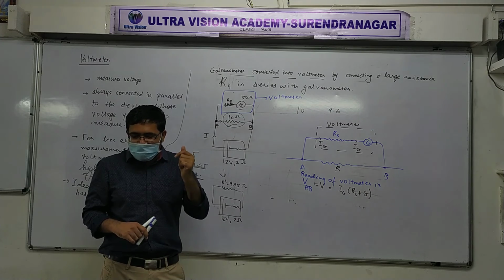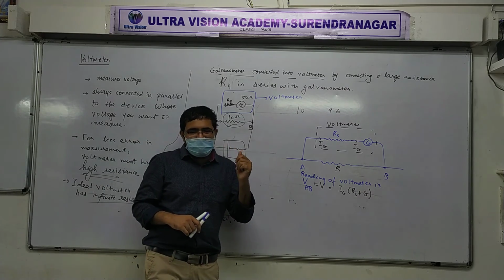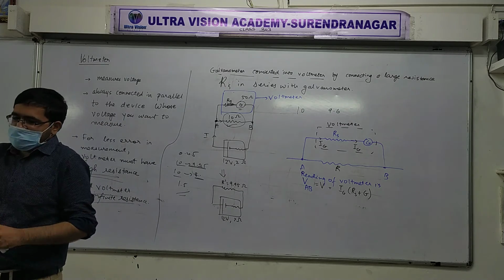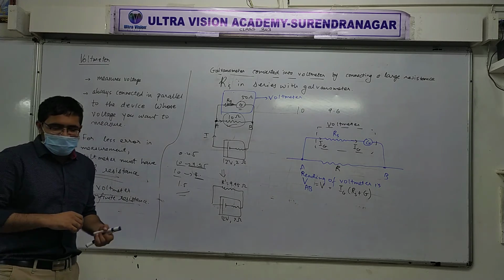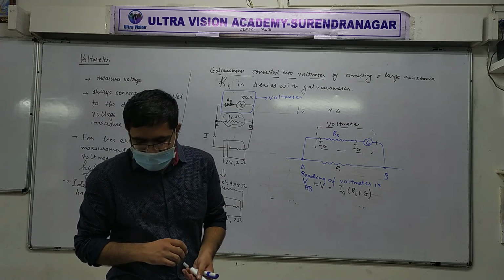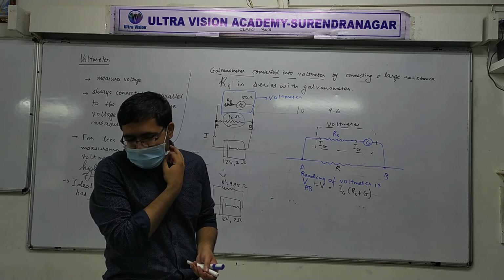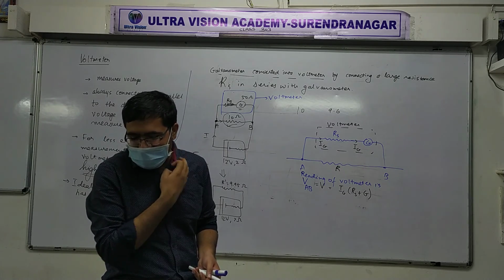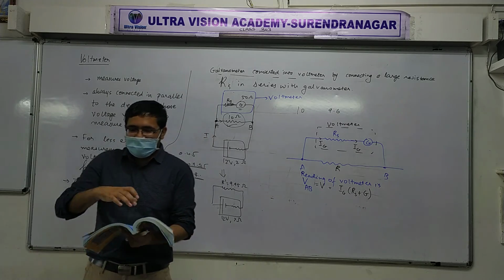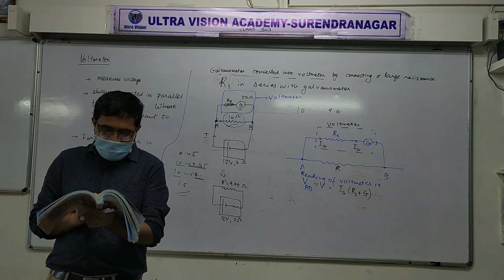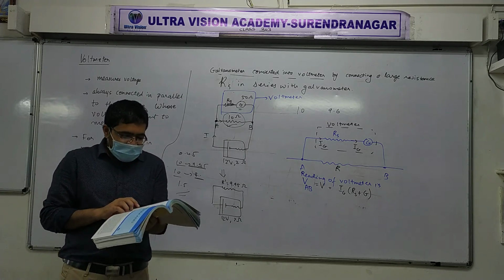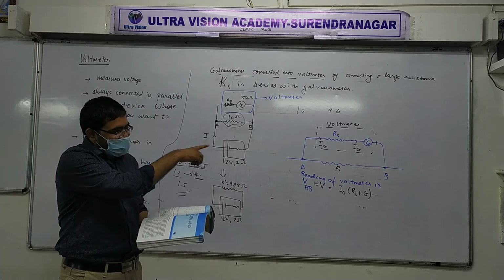Okay, open your textbook quickly. Chapter 4. Chapter 4 exercise, last question. Question 27. A galvanometer coil.